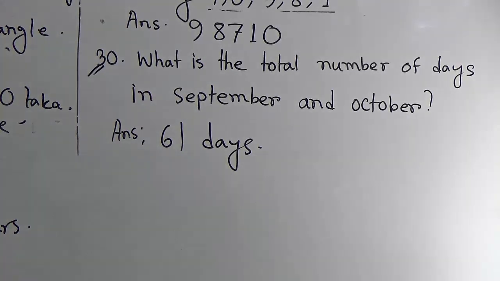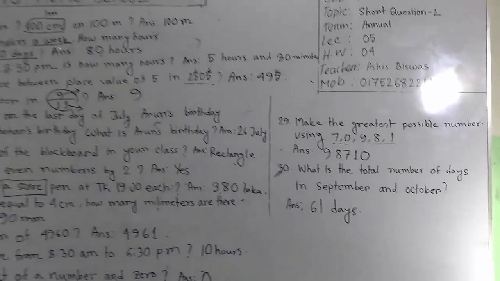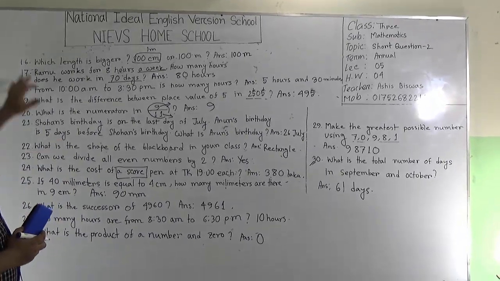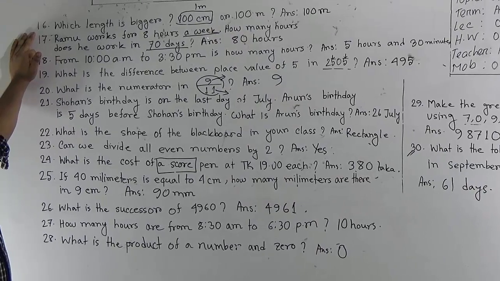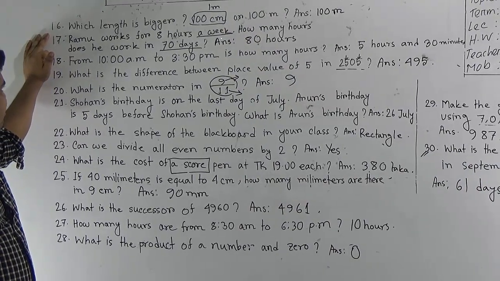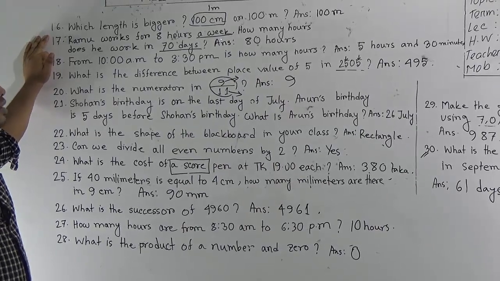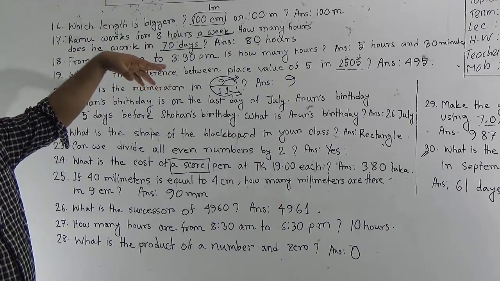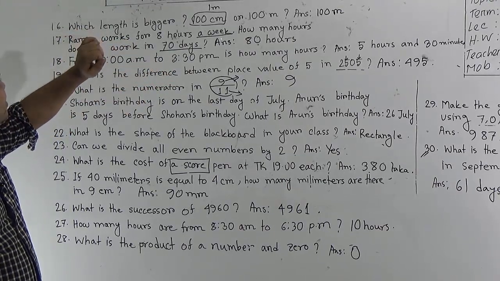My dear students, this is our today's lecture from 16 to 30. It is short question part 2. My dear students, it is your SW also. Please, at first you write SW number, then you write date. After that you start to solve this math. At first you write the questions, then you give the answer. I repeat, at first you write the question, then you write the answer.